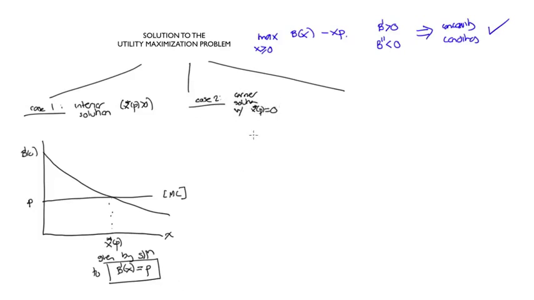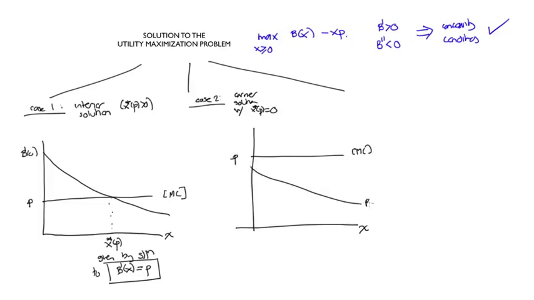And if you remember, that's a case that looks like this. We have the price, for example, here, which is the marginal cost. The marginal benefit function, B prime, crosses at 0 below. So in that particular case, it never paid off to take the first unit, and the optimal solution is to set X equal to 0.